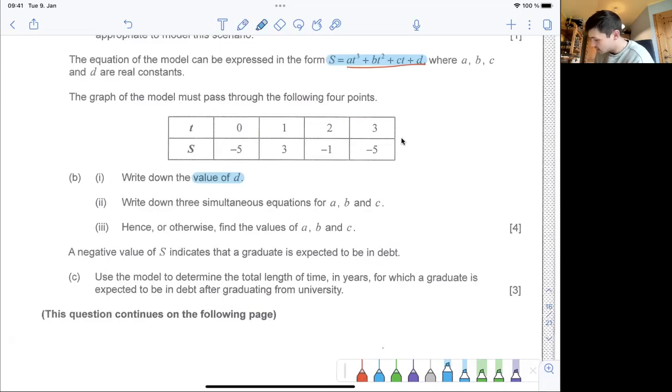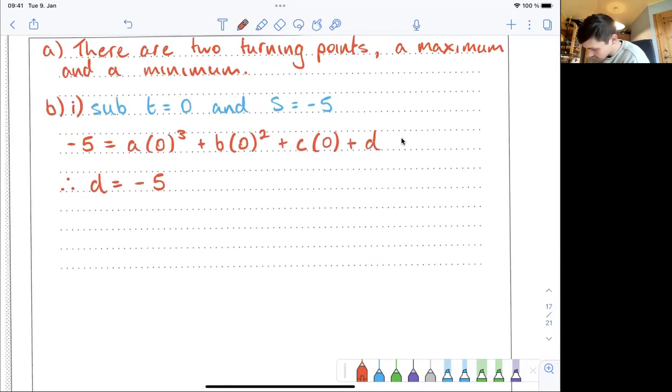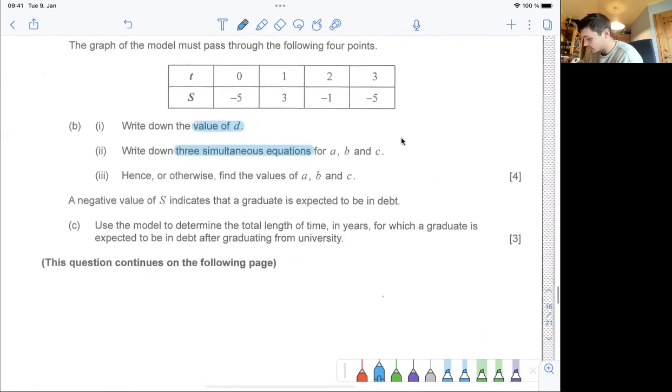And here we'll say the 3 simultaneous equations for A, B, and C. So our first one is when T is equal to 1, S is equal to, now I've gone 3.